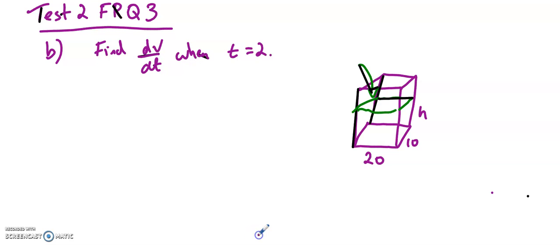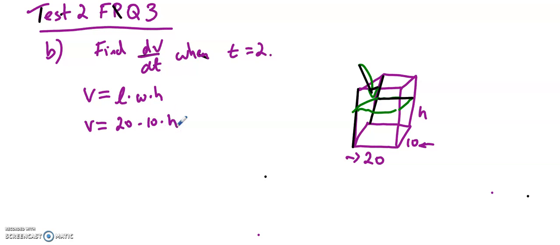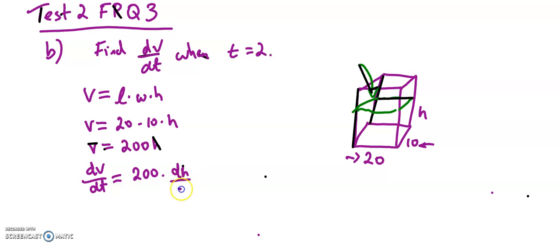Well, to do this, I first have to set up my equation for volume. Since this is a rectangular prism, I know the volume equals the length times the width times the height. Now, in this case, since the length and the width are set, I can fill those numbers in. But the height of the water level is changing, so I need to put in a variable h there. So I know the volume will just be 200 times whatever the height is. Now, I can go ahead and take the derivative of this. So I know that dV/dt, the derivative of the left side, has to equal the derivative of the right side with respect to time, which is 200 times dh/dt.